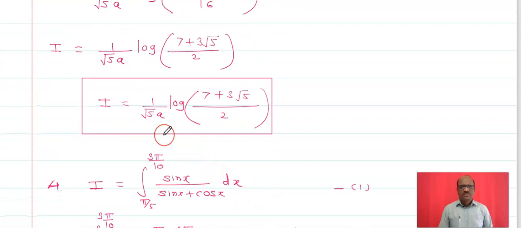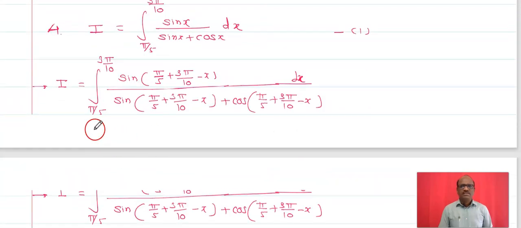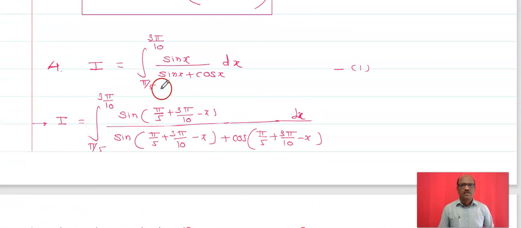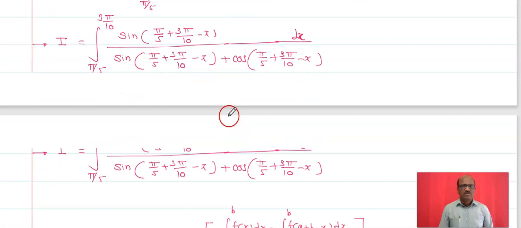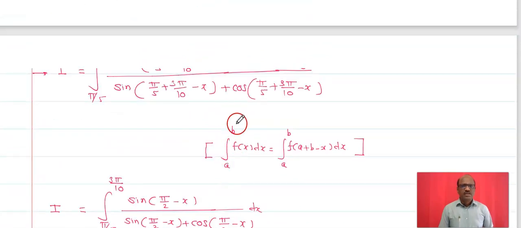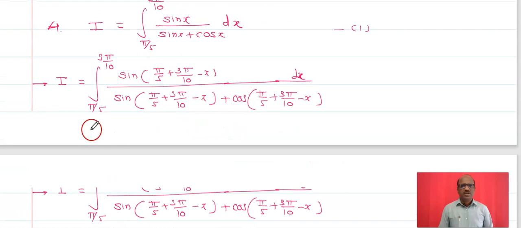Now the next problem, that is I is equal to integral pi by 5 to 3 pi by 10 sin x upon sin x plus cos x dx. Now here we will apply the property, that is an integral. This is a property: integral a to b f of x dx is equal to integral a to b f of a plus b minus x dx.